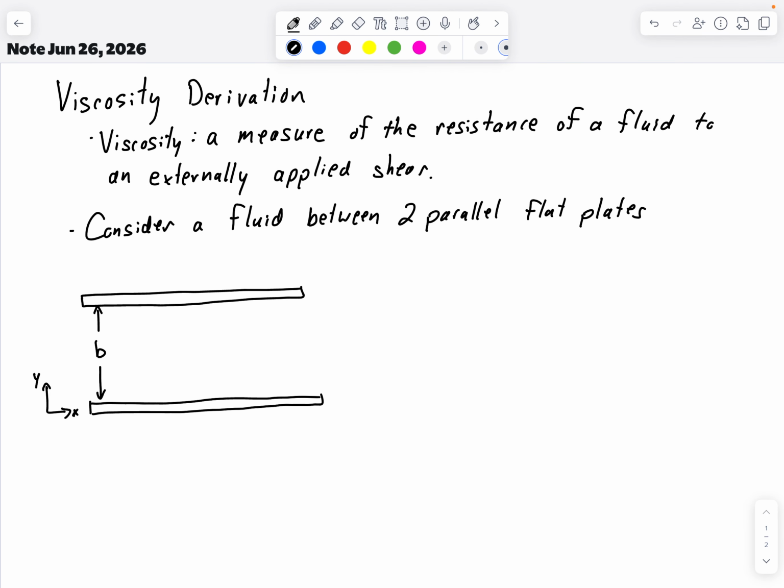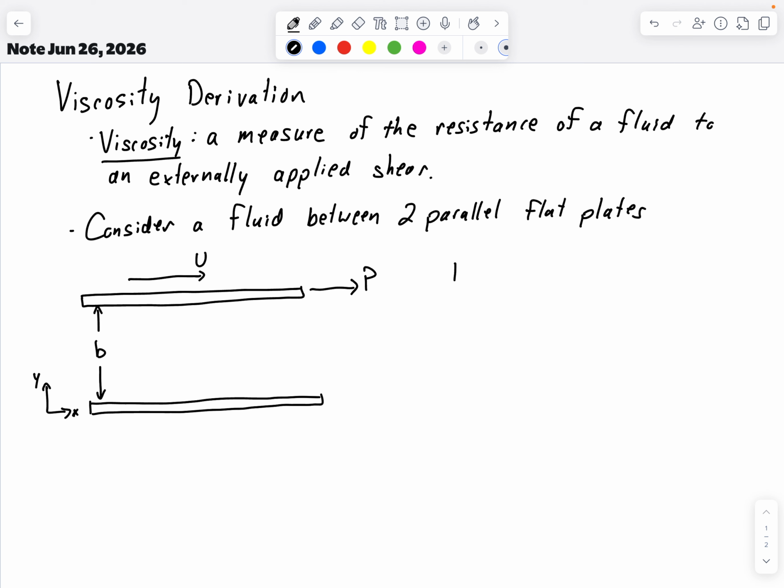So in this video, we're going to look at how we derive an expression for viscosity. Viscosity, we've said in class, is a measure of the resistance of a fluid to an externally applied shear. To set this up, we're going to consider a fluid between two parallel flat plates. We have a plate on the top, which is being pulled to the right with some force P, and it's moving at some velocity, which we'll call capital U.